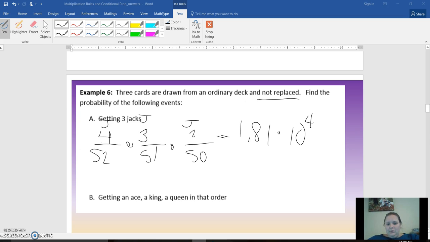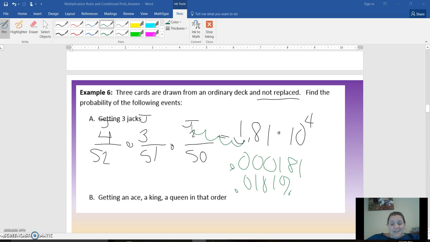That means we go 1, 1, 2, 3, 4. So I have 1 is the decimal. If you wanted to change it to a percent, it would be 0.01%, which is why 3 of a kind is hard to get in poker.